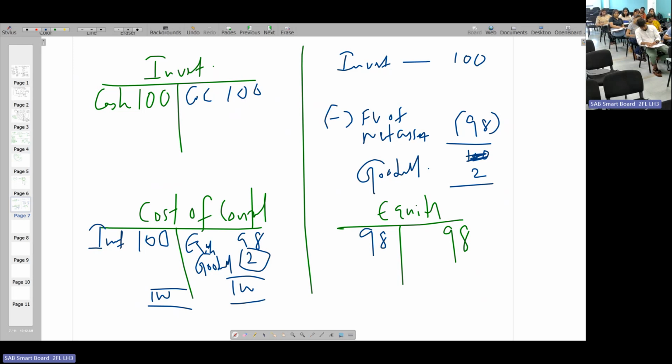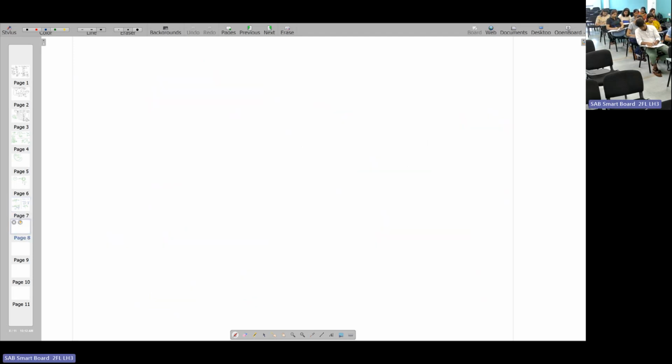Fair value of Ranjan is 98. Equity 98. Okay, Sarat acquires 100% of Ranjan. Sarat acquires this one at 90. Sarat invested 90.